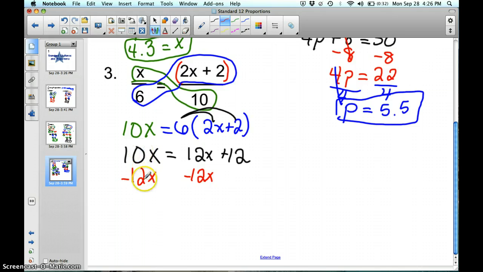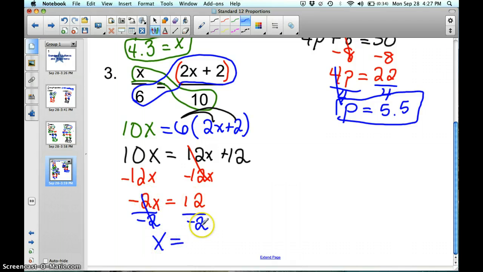So 10x minus 12x gives me a negative 2x. On this side, 12x minus 12x, that's just 0, so these cancel out. So I bring down my positive 12. And then last step, to get rid of this negative 2 in front of the x, since that's being multiplied, I divide by negative 2. So I would get x equals 12 divided by negative 2, it's negative 6. So x equals negative 6.